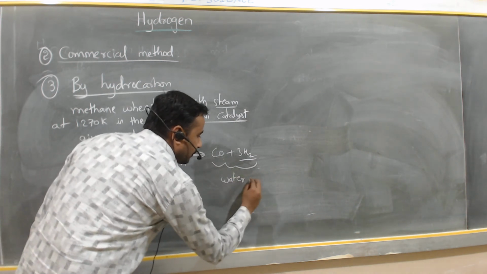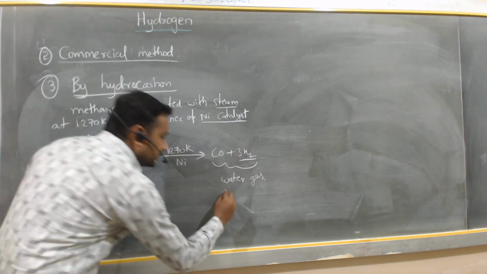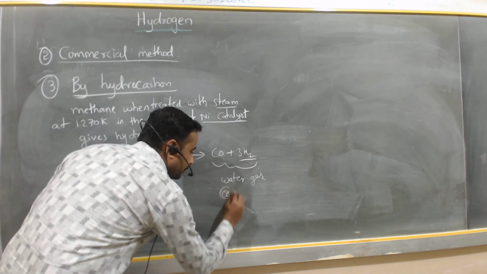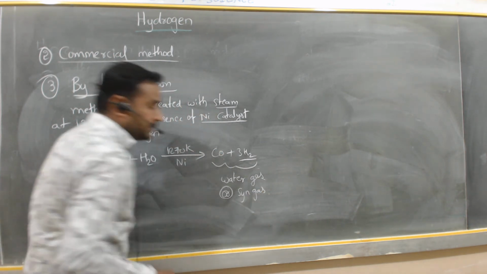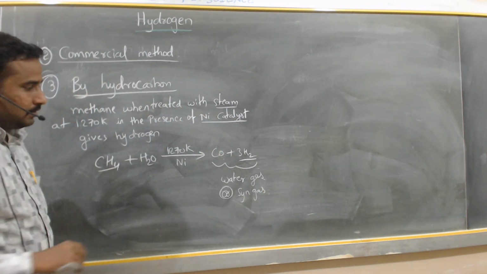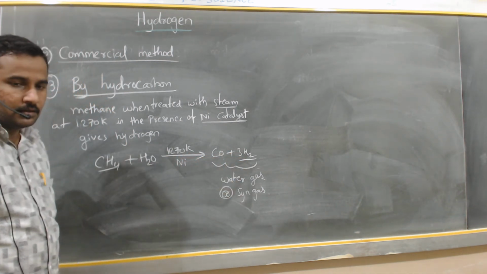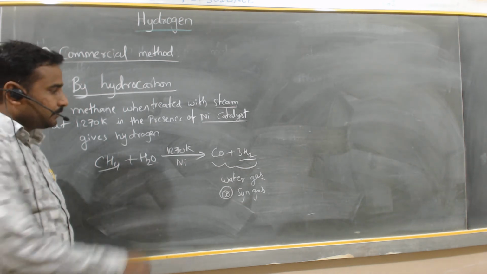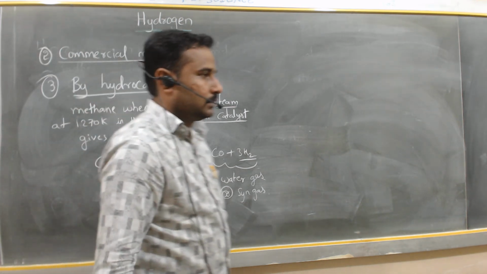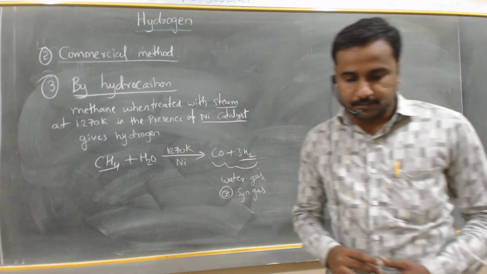We are all calling it what? Water gas. Or it is also called syngas, otherwise synthesis gas. The mixture of CO and 3H2, we are calling it what? That is water gas or syngas. So like that, we are producing hydrogen gas by using hydrocarbons, that is methane here.